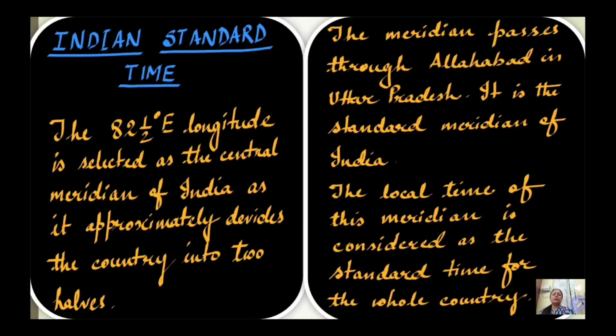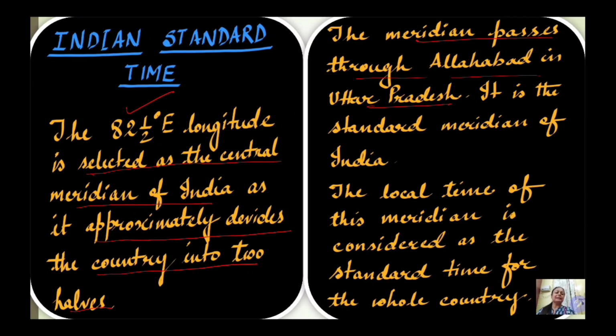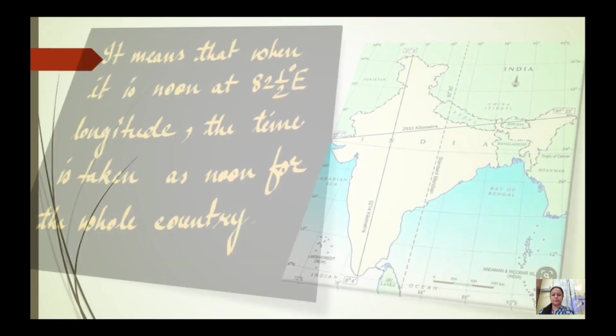Now students, we have understood standard time. Now we will understand Indian Standard Time. I have already taught you 82.5 degree east longitude is selected as the central meridian of India, and it approximately divides the country into two halves. The meridian passes through Allahabad in Uttar Pradesh. It is the standard meridian of India. It is the standard meridian and its local time is the standard time for India. The local time of this meridian is considered as the standard time for the whole country. So students, this is all about Indian Standard Time.